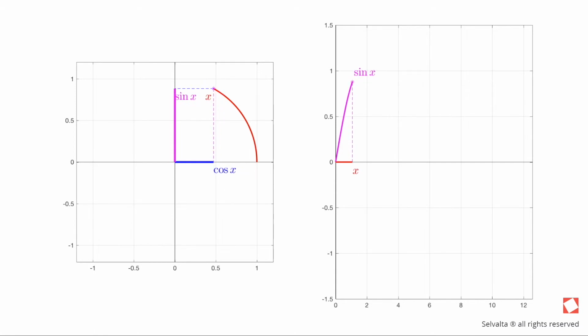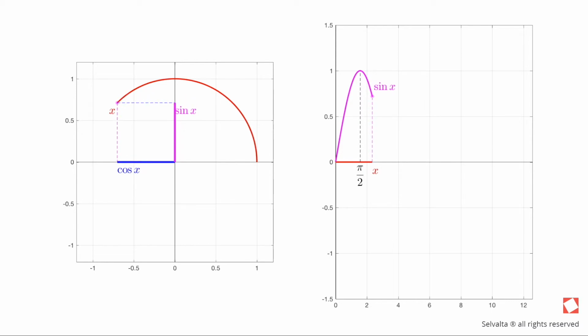That function starts from the origin and is increasing until it reaches its maximum value, that is 1, attained when x is the right angle pi over 2. For the values of x between pi over 2 and pi, the sine remains positive but progressively decreases to the value 0 when x is the flat angle.